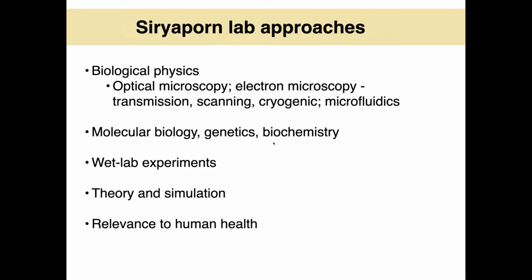So in my lab, we use several different approaches that are interdisciplinary. One of the approaches is biological physics. We use optical microscopy. We use electron microscopy. We really want to zoom into how bacteria work, scanning microscopy. And right now we're working on cryogenic electron microscopy. We also use techniques such as microfluidics to manipulate the environment so that we can really understand how fluids affect bacteria. And then we use traditional biology tools such as molecular biology, genetics, and biochemistry. Most of my lab is a wet lab, but we do some theory and simulation when it's necessary.